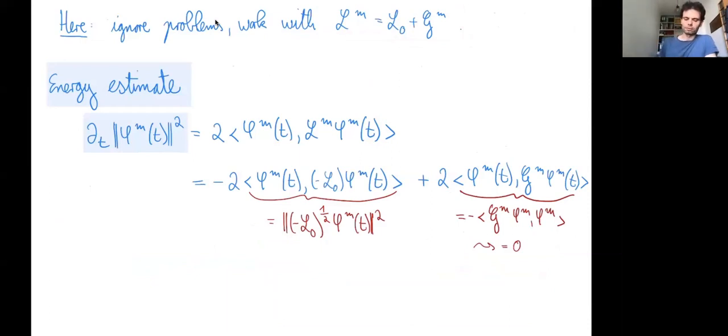So now we want to prove some compactness, and the first thing to do is to apply an energy estimate. We just differentiate the L2 norm, and you get this because the derivative of phi m is Lm. Then you split it up, and here you put a minus, so you have minus L0, which is a self-adjoint operator. So you can put minus L0 to the 1/2 to the other side, and you see that this is the squared L2 norm of minus L0 to the 1/2 phi mt. And here you have phi m tested against gm of phi m, but gm is q-symmetric, so you can bring it to the other side and get a minus. Therefore this expression is minus itself, so it has to be 0. So actually this term drops out.